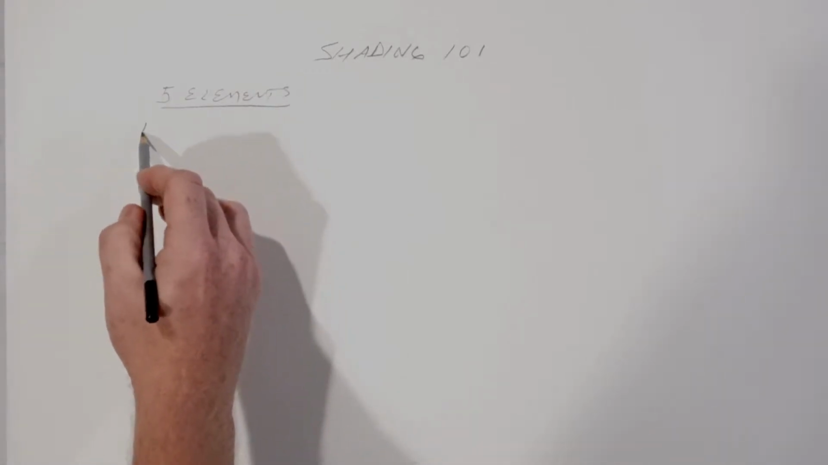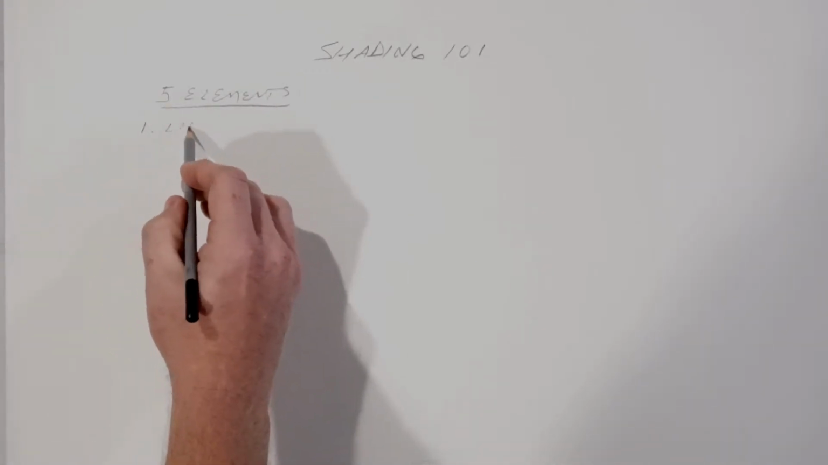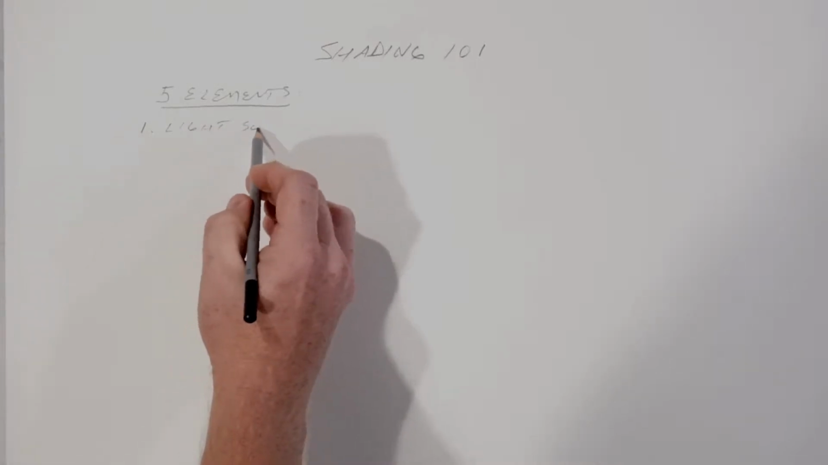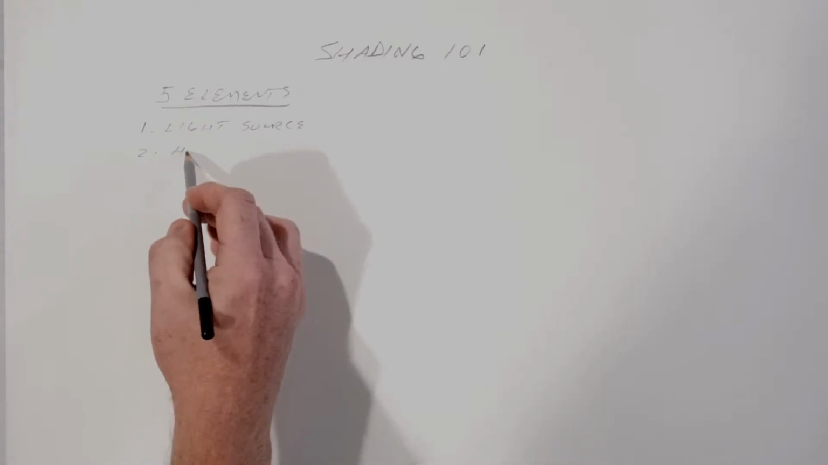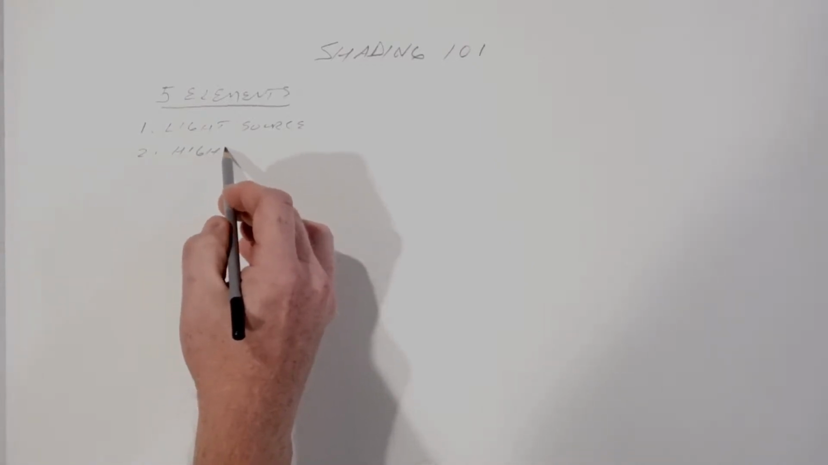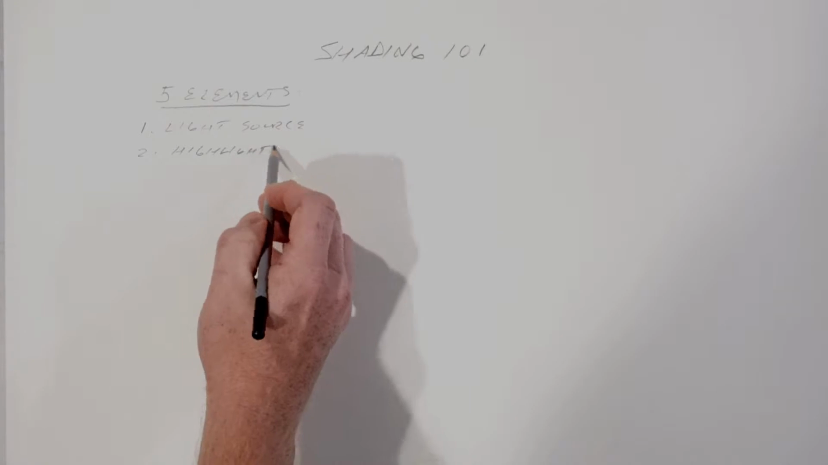So number 1, I want to talk about light source. This really is how powerful is the light source you're using, what direction is it coming from, things of that nature. Number 2, I want to talk about highlight. Essentially, this is the piece of the object that is directly affected by your light source.